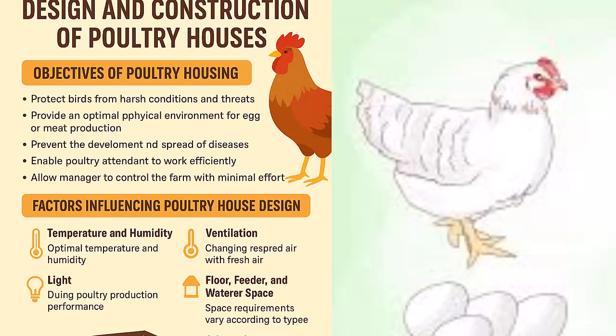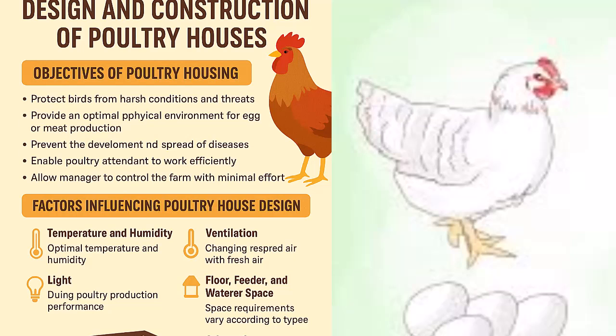Proximity: close to roads and the market but far from other poultry farms. Biosecurity: maintain distance between sheds within the same farm. Resources: availability of feed, labor, and veterinary service. Expansion space: provide land for future growth. Legal requirement: obtain necessary local authority permission.